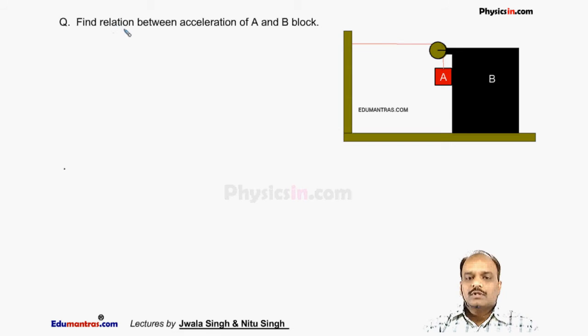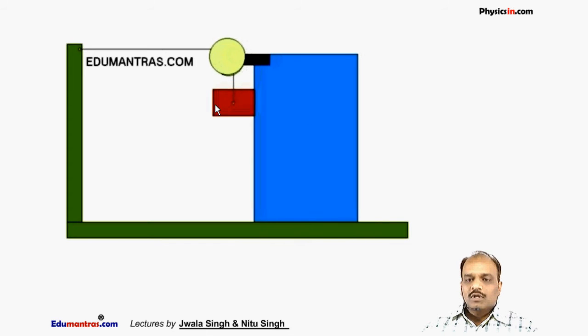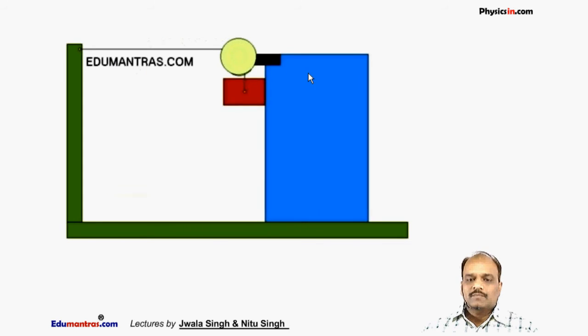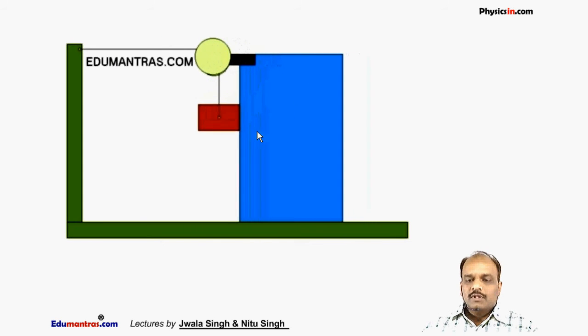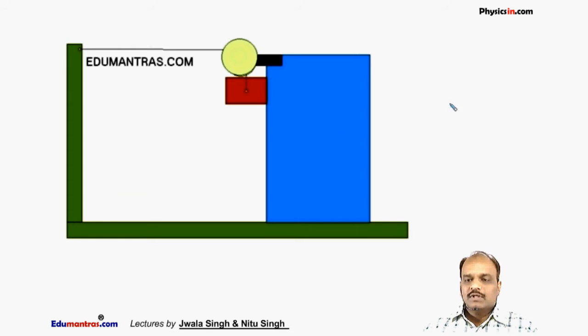This is another question. Find the relation between the acceleration of block A and block B. This block B is moving horizontally with acceleration a, then what is the acceleration of block A? We will watch a video clip. See, this is block A, this is block B. As block B is moving, block A is moving horizontally as well as vertically downward.